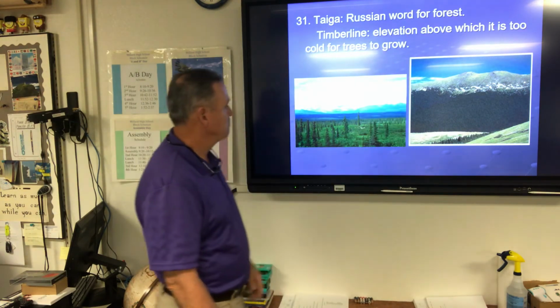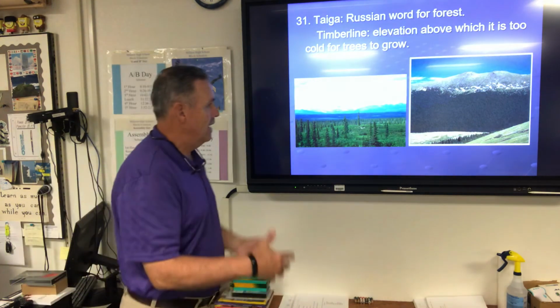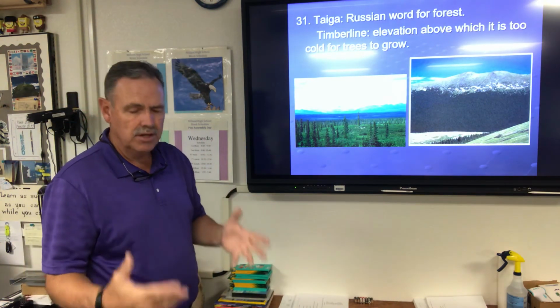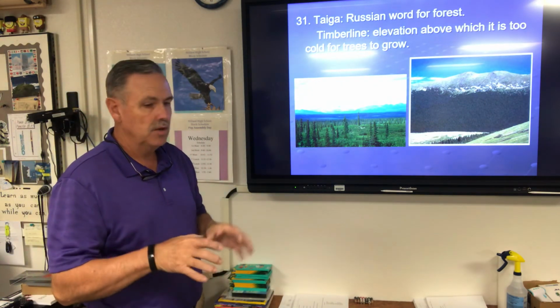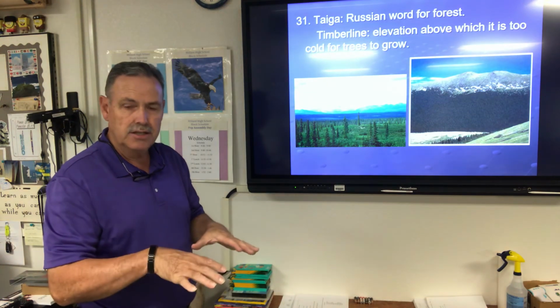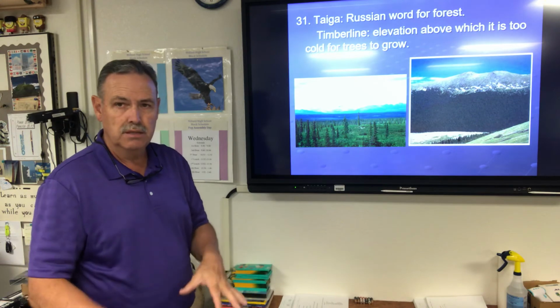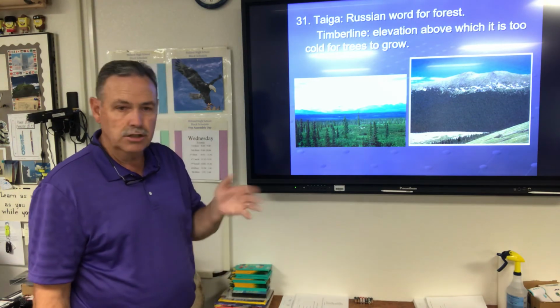So that's the timberline. And the ones that do get close to that top edge, the trees might be stunted in their growth. They might only have branches on one side. The bushes and things could be a little more stunted, a little more scrubby looking.